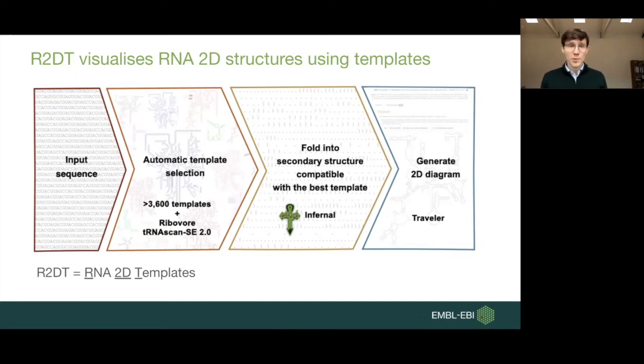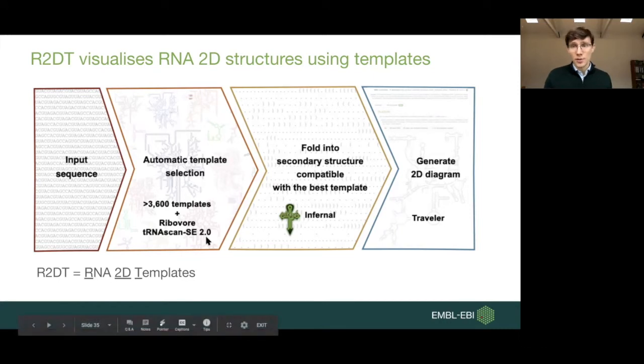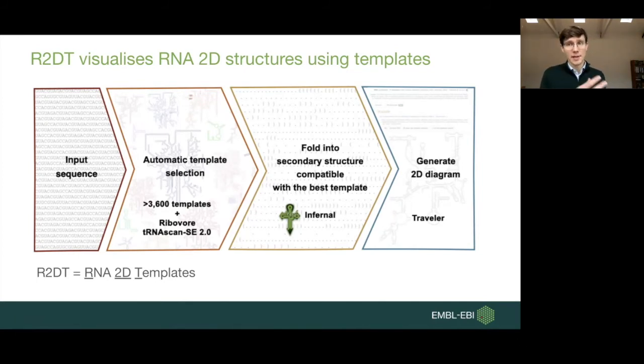What we can do is automatically select the closest template for a given input sequence using Ribovore or tRNAscan-SE 2.0 software. Then with Infernal, we fold the sequence that is given to us into a structure that's compatible with the template from our library. And then finally, we can visualize all of this using Traveler to generate a secondary structure diagram.